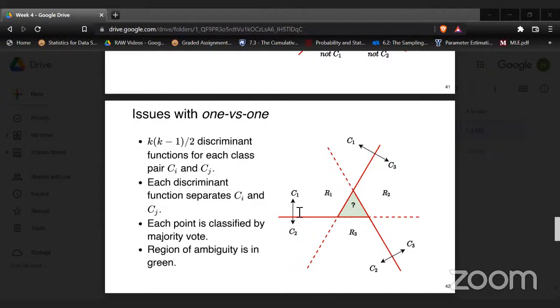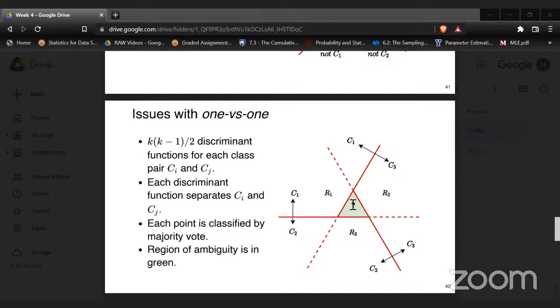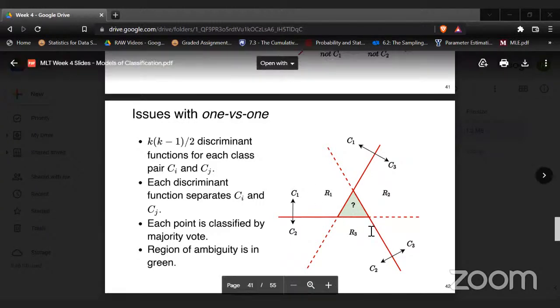So here, look at this region, R1 region. For this plane, it says this is C1. For this hyperplane, it says this is C1. And again for this hyperplane, right? C1, C1.